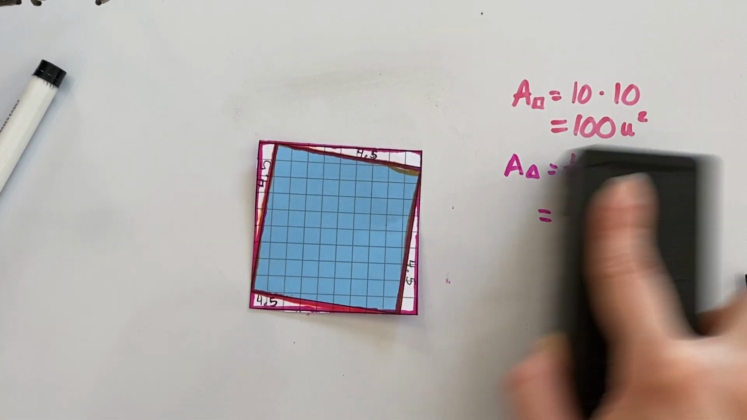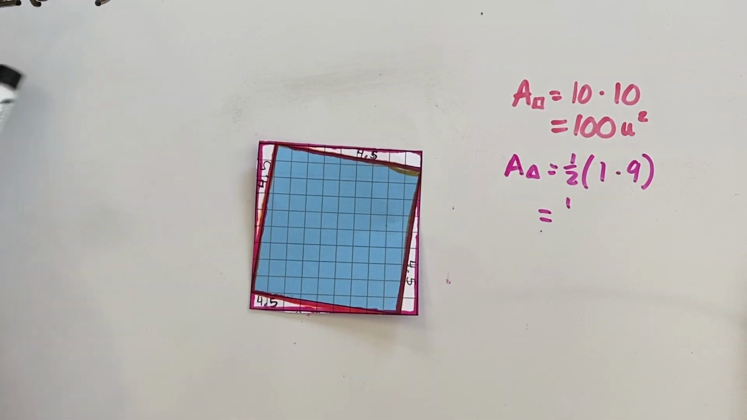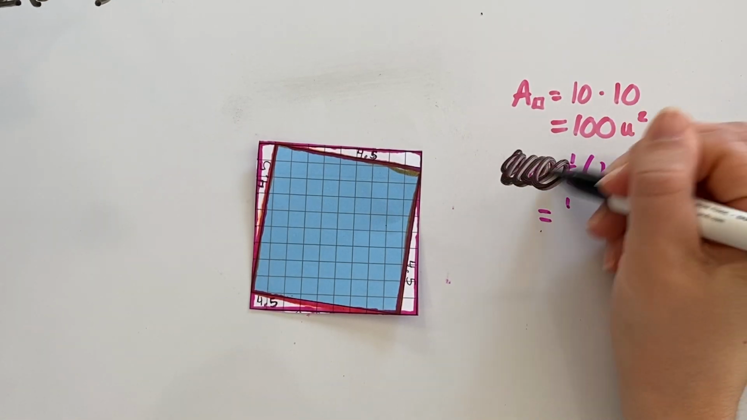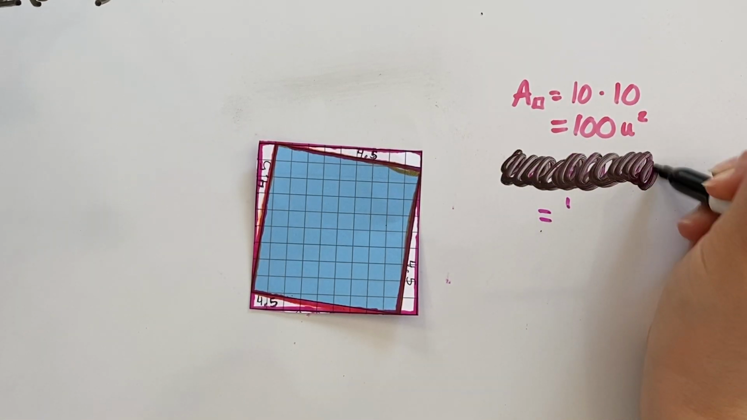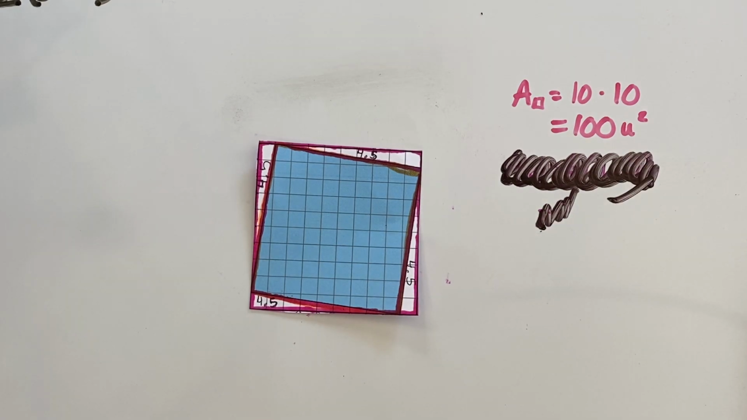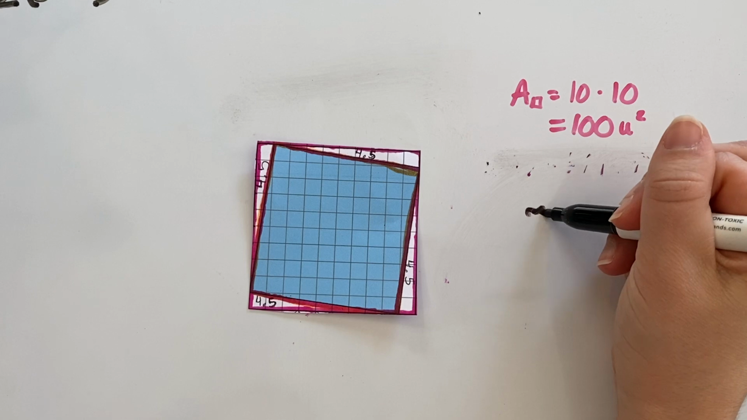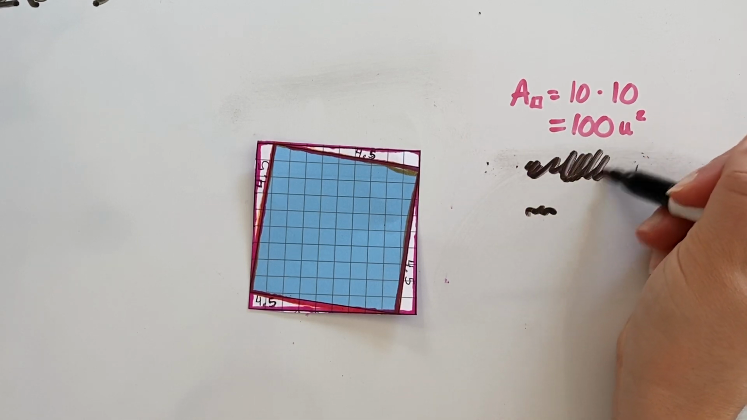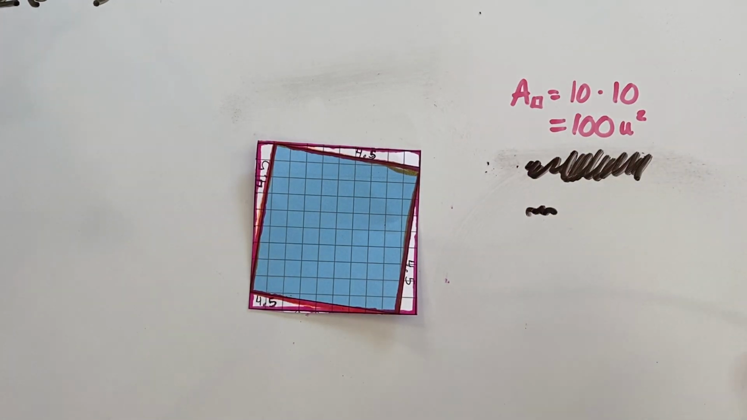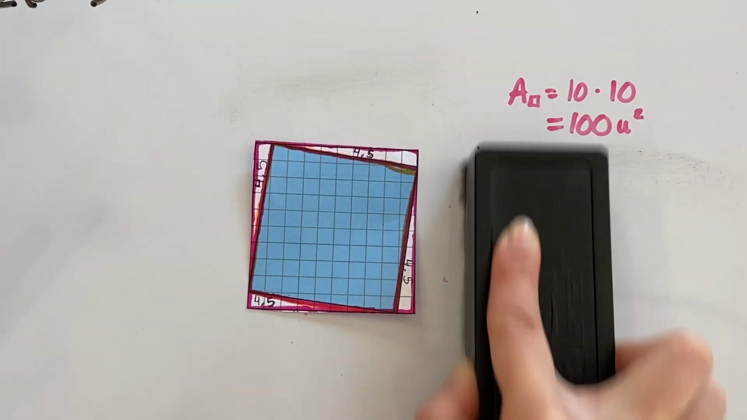Let me just erase this, and that was permanent marker. Hold on. Okay, that should work. Sort of. Okay, there we go. Sorry.